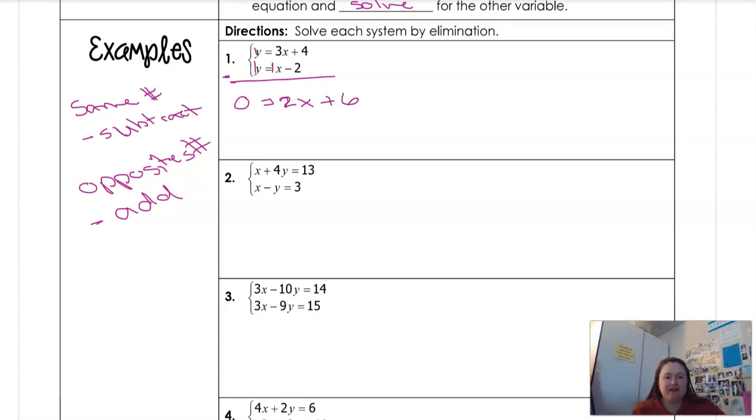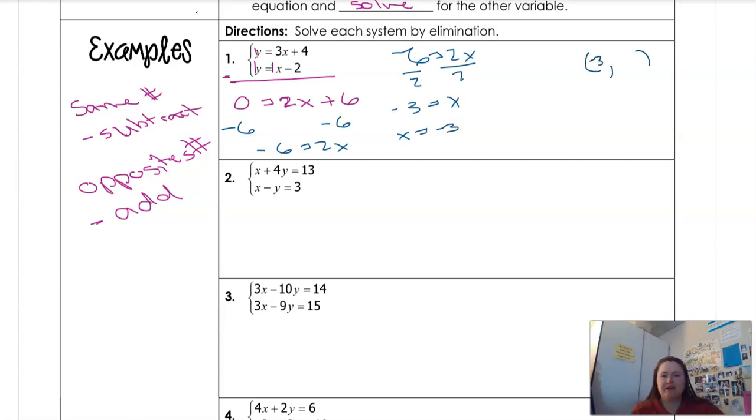Now we have to solve for x. So I'm going to change colors, subtract 6 on both sides. So I have -6 equals 2x, and then I'm going to divide by 2 on both sides. So -3 equals x. X is -3, which means if I have my coordinate point, I've got my x value. Now I have to find the y value. So pick either equation. I'm going to use the first one.